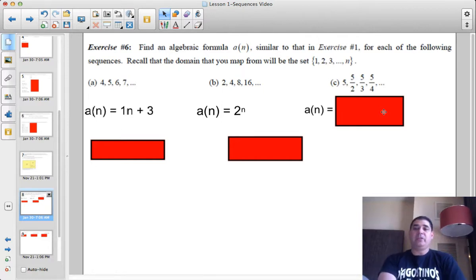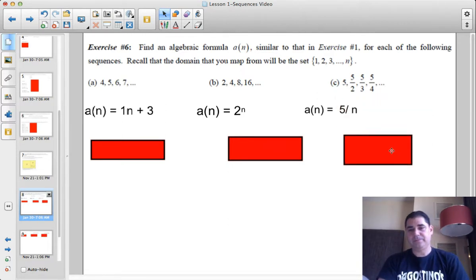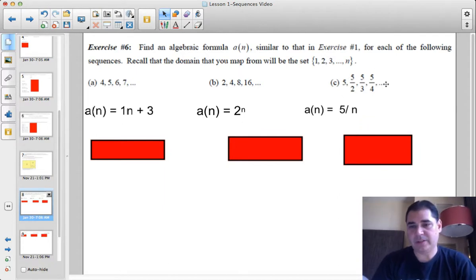So what are we going to put on the bottom? So 5 we're going to leave on top. What are we going to put on the bottom? n. And that would generate the sequence.